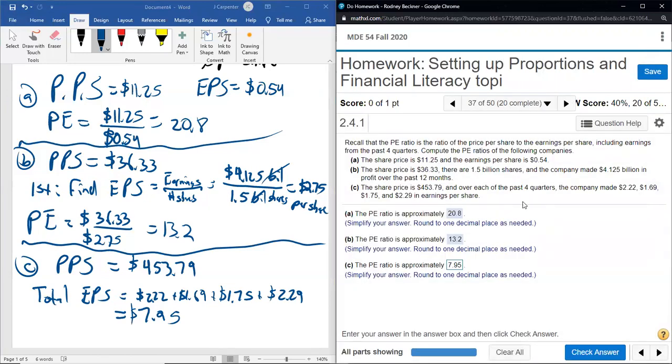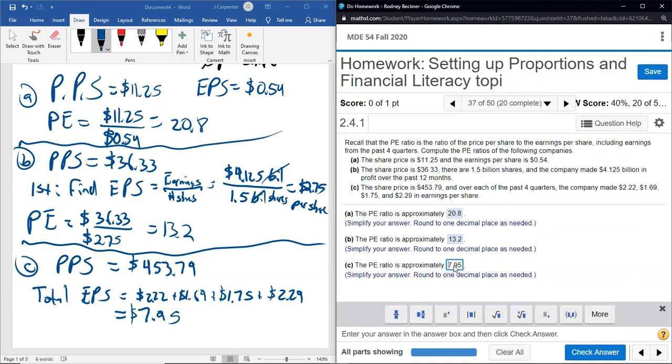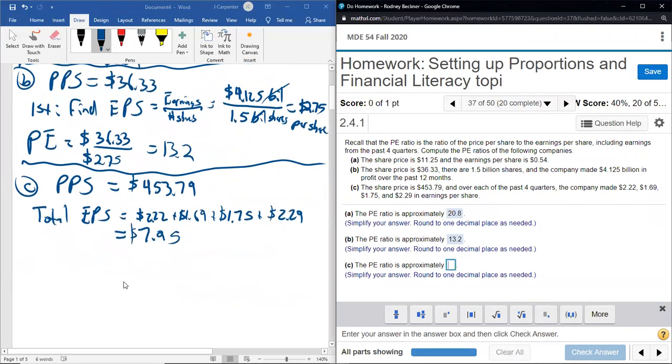And I'm not going to read the whole thing of why it's wrong because I'm just going to go ahead and tell you. This is wrong because that was just the total earnings per share. We were finding the PE ratio. That's nice that we have the total earnings per share right now. We need it for the PE ratio, but it's not the answer.